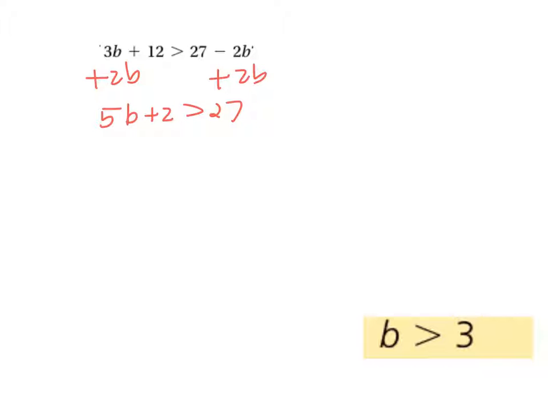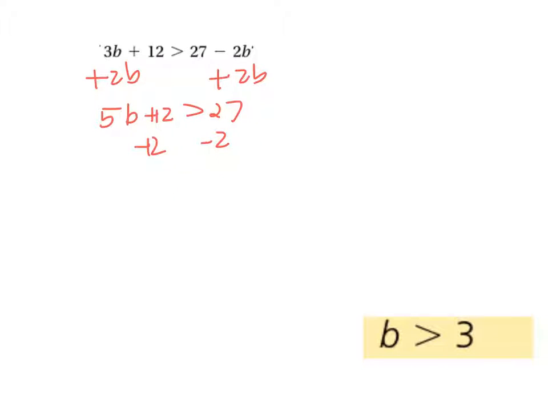Now I want to go ahead and get rid of the 2, so subtract the 2 from both sides. So I get 5b is greater than 25. Oh, for Pete's sake, I was thinking, that's not the right answer. It's not going to be 5. That looks nice, though. Hey, I forgot this is actually a 12, right? It's actually a 12 there, so there we go, clean that up a little bit.